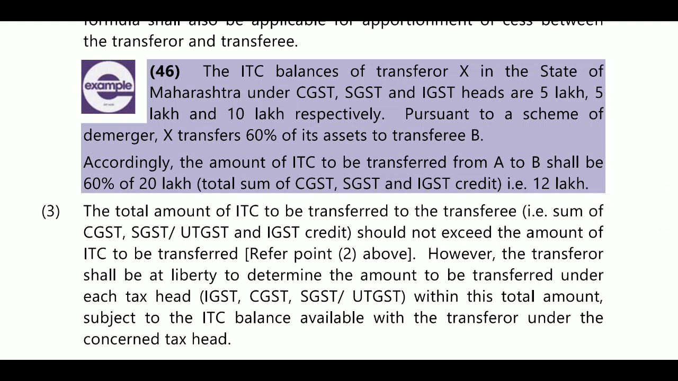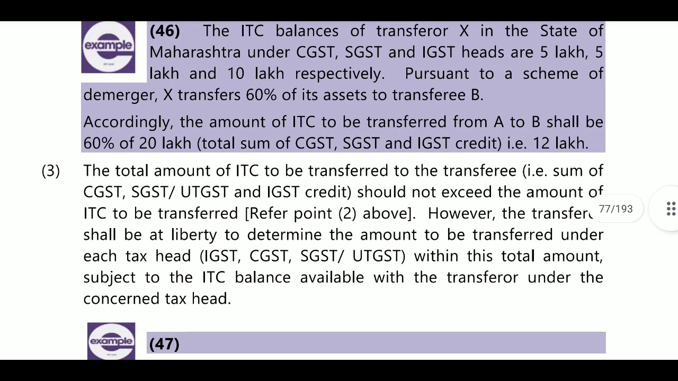Next, the total amount of ITC to be transferred to the transferee, that is the sum of CGST, SGST, UTGST and IGST credit, should not exceed the amount of ITC to be transferred. However, the transferor shall be at liberty to determine the amount to be transferred under each tax head, that is IGST, CGST, SGST, UTGST, within this total amount, subject to ITC balance available with the transferor under the concerned tax head.